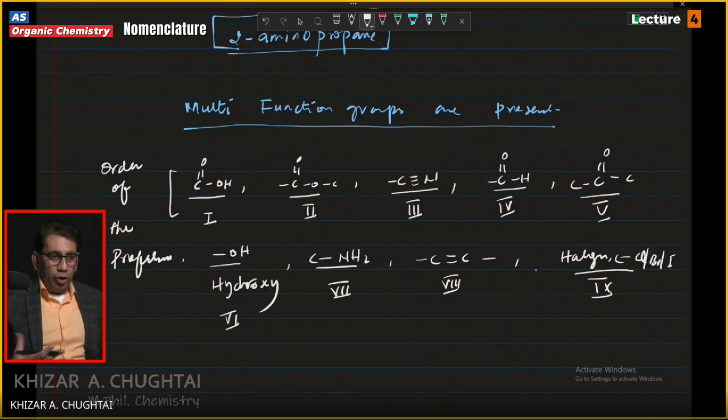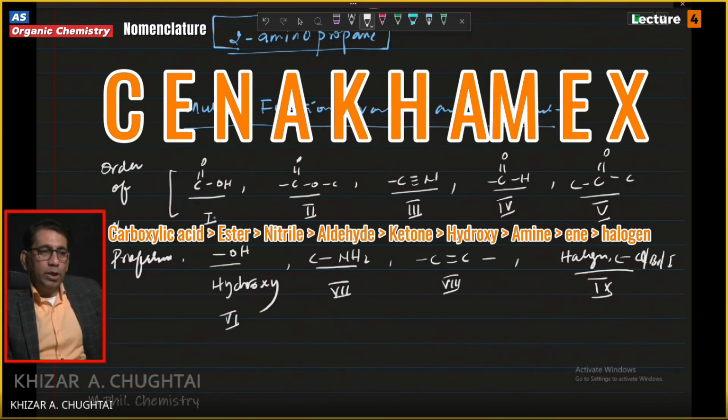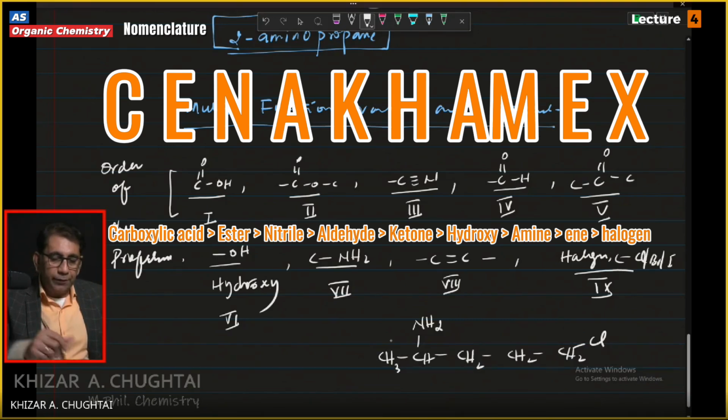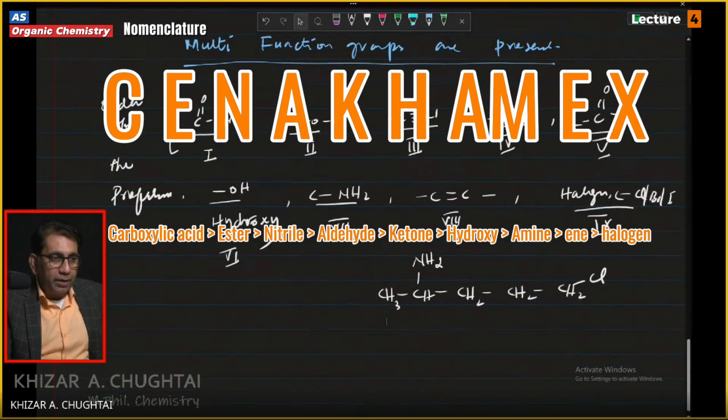So this is the order. I will let you know later on how to memorize these orders, or any trick or abbreviation for this. But the overall preference is this one. Now, for example, if I have this molecule with Cl over here and NH2 over here, so CH2, CH2, CH2, CH, and here is CH3. Please let me know what will be the name of this one.